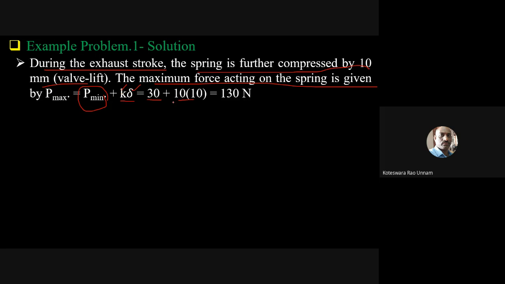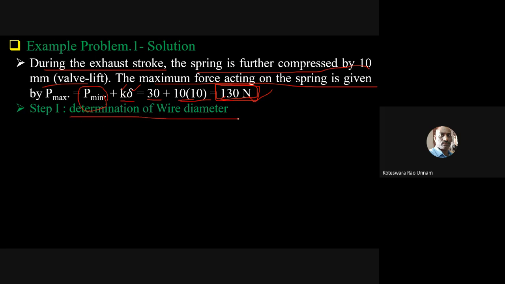K is 10 newton per mm, and delta is also in mm. So from that I get the maximum load as 130 newtons. Now we need to design the spring for this maximum load. I am considering this load as a static load, so a maximum load of 130 newtons is acting on the spring. Taking this into consideration, we need to design the spring.